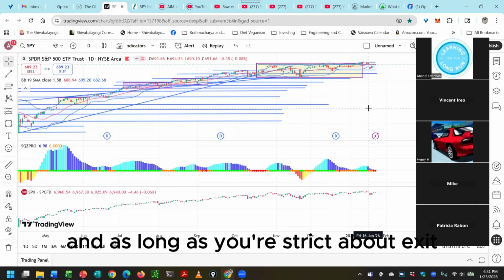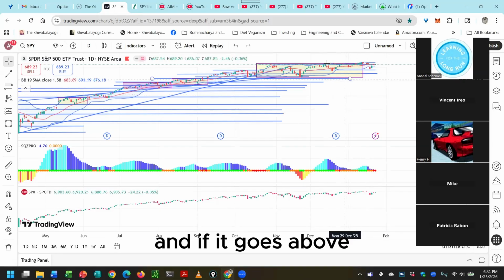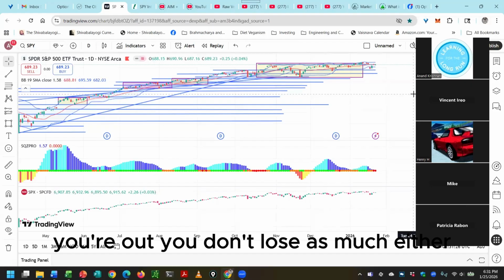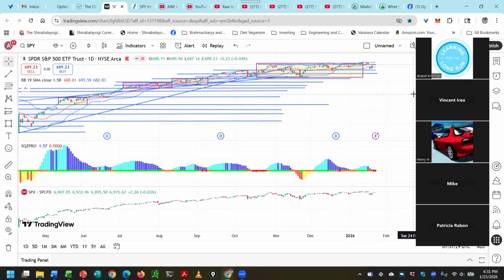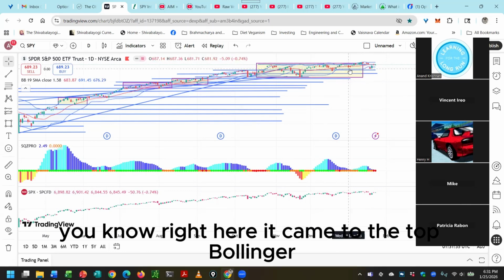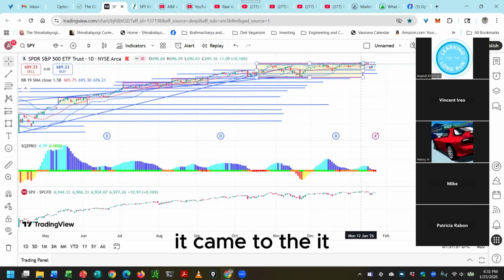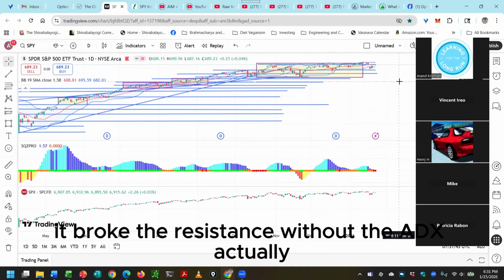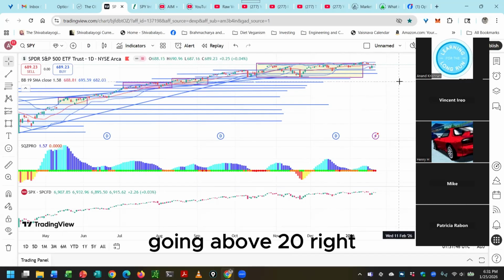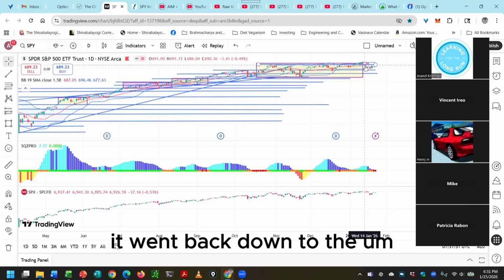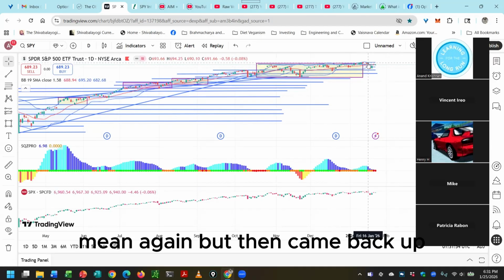And as long as you're strict about exiting, you're out. The stop would be set at about that resistance there. So if it goes above that, you're out. You don't lose as much either. And again, you can see right here, it came to the top Bollinger, went back down, and then here again it actually broke the resistance, came to the top Bollinger, but unfortunately it broke the resistance without the ADX actually going above 20. So you can see right there, it went back down to the mean again, but then came back up.